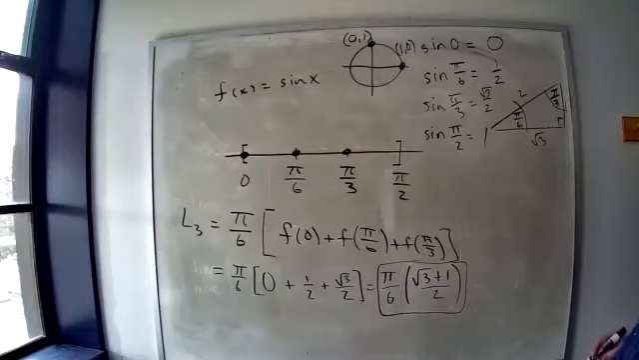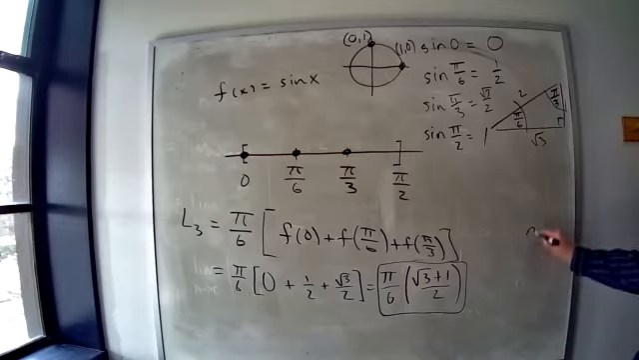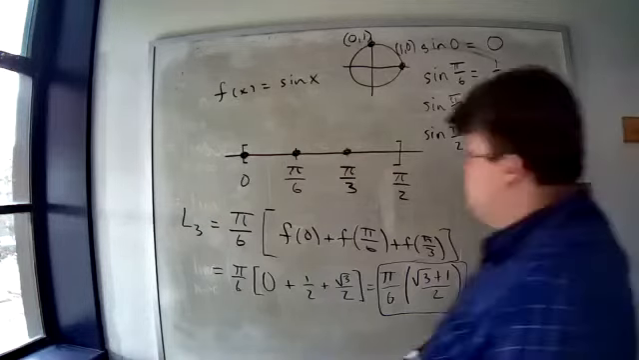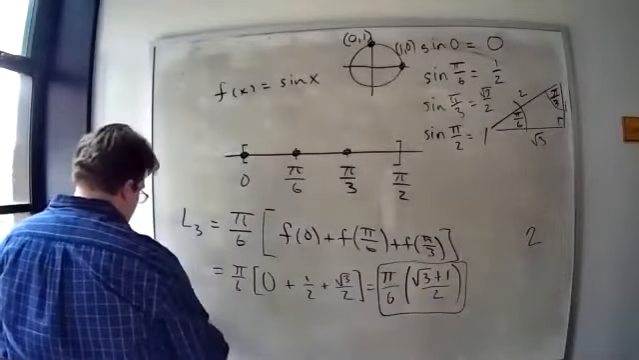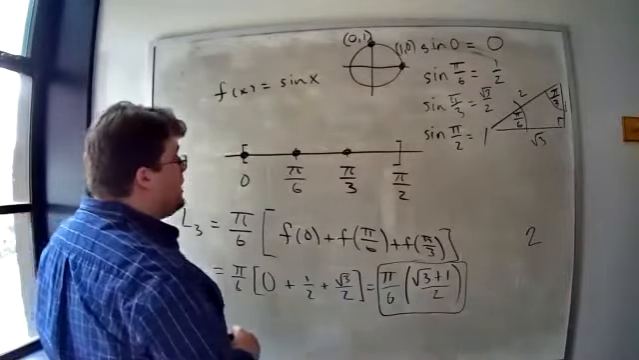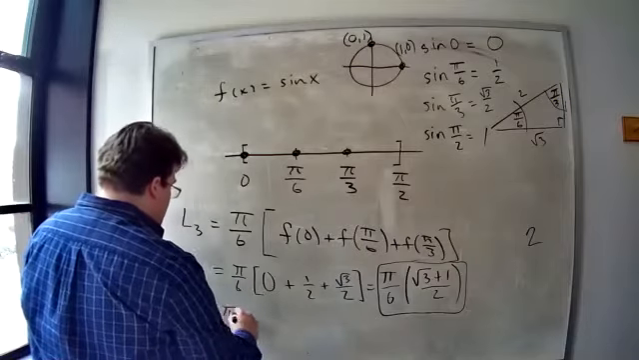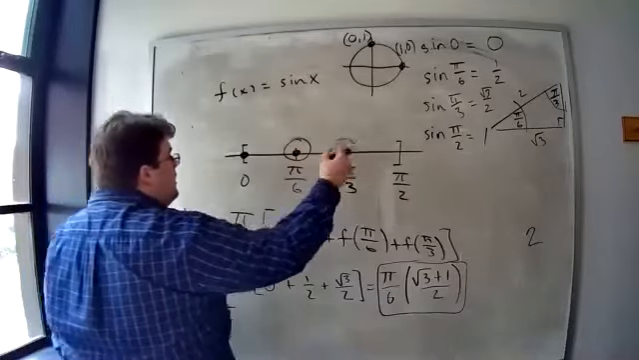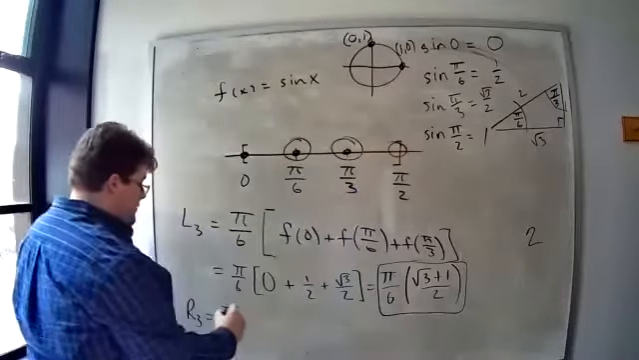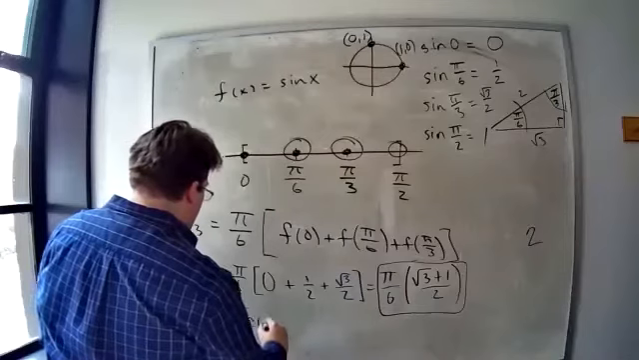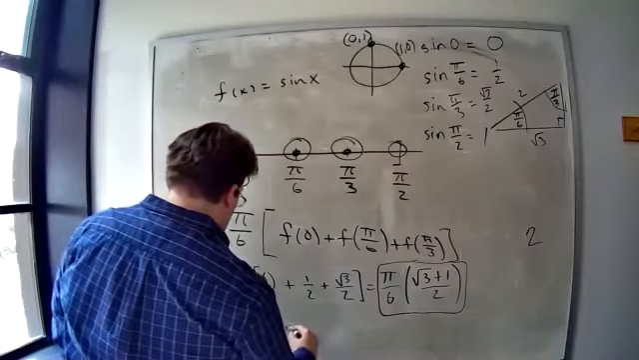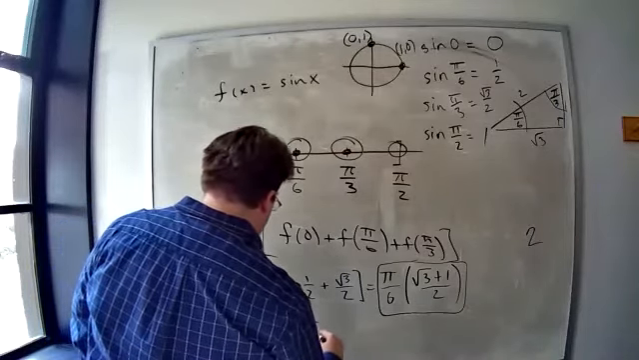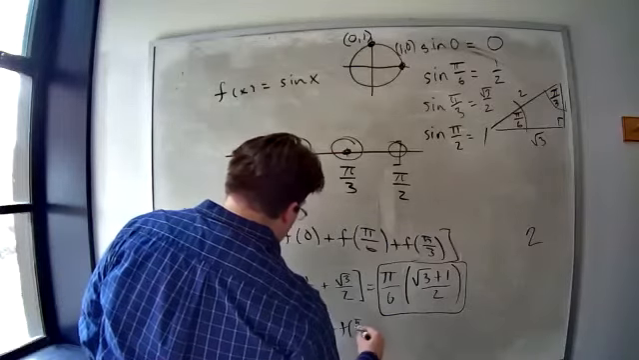Any questions about the left-hand approximation here? An answer like this is perfectly fine. That's a number, just like that's a number. But now we need the other approximation. The one side is again given by pi over 6, but instead of starting at 0, we're going to start here and end over at pi over 2. So we need f of pi over 6 plus f of pi over 3 plus f of pi over 2.